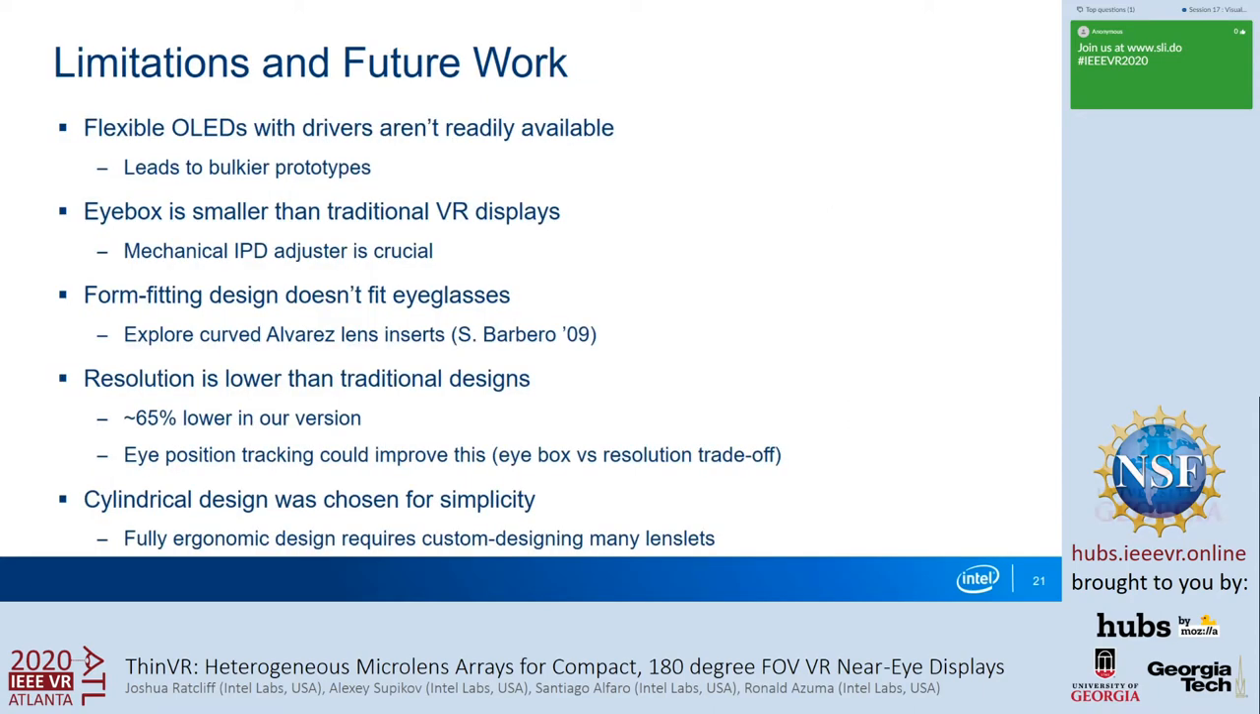So, what are the limitations of our work and how might we address them? Well, first, we couldn't find a flexible OLED with a driver board. This caused our real-time prototype to be bulkier than necessary. Second, our eye box is smaller than traditional HMDs. This is remedied by our use of a mechanical IPD adjustment.